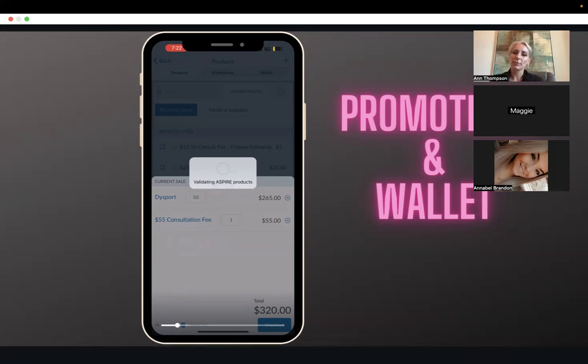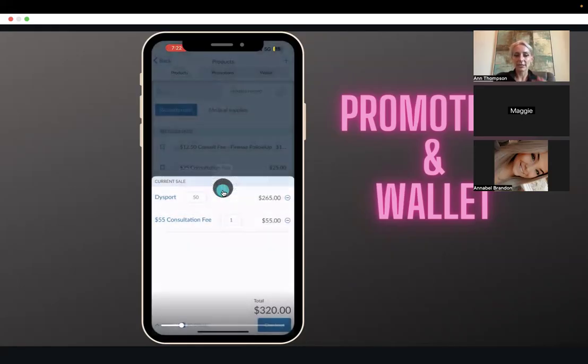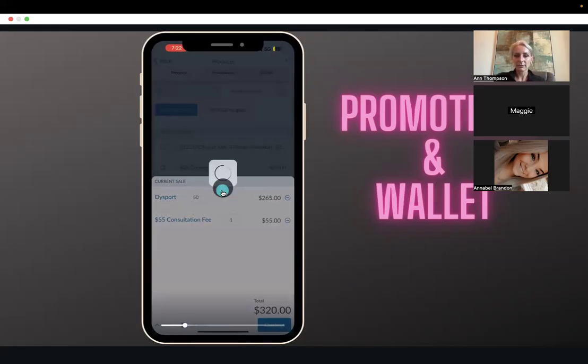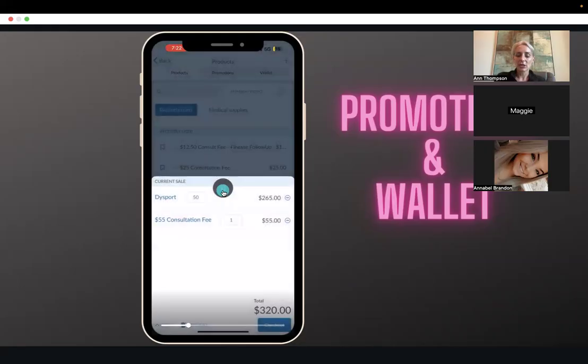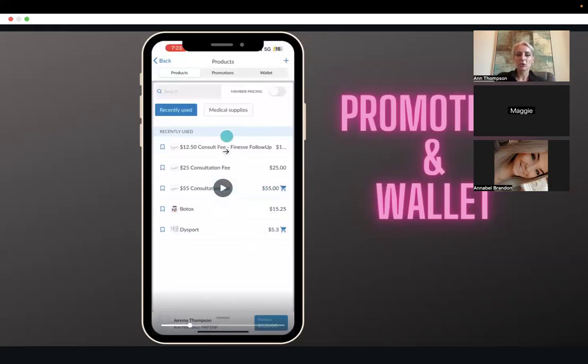In order to apply wallet discounts or promotions, you're going to take your finger and slide down to pull down that little drop down box. And then you can actually click on the tabs above it where it says promotion and wallet.